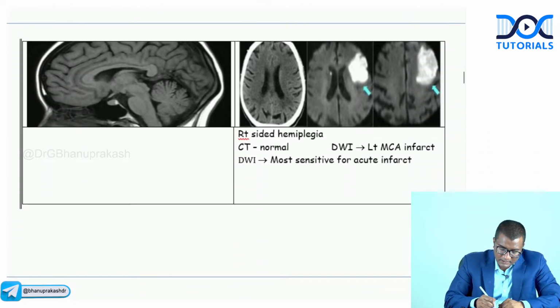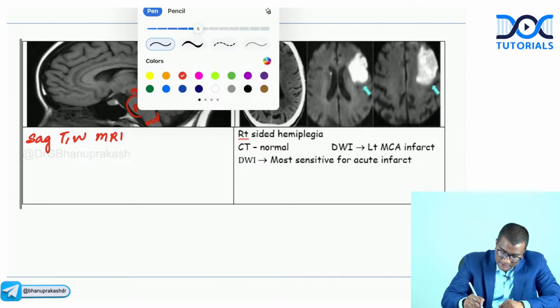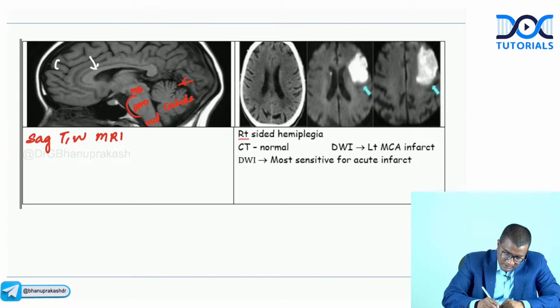Next, this is a sagittal T1 weighted MRI. You can see the CSF in the ventricles is dark. This is the brainstem. You are seeing the midbrain. You are seeing the pons. Pons has a belly. This is the medulla. These are the cerebellar hemispheres having the arbor vitae. This is your corpus callosum.